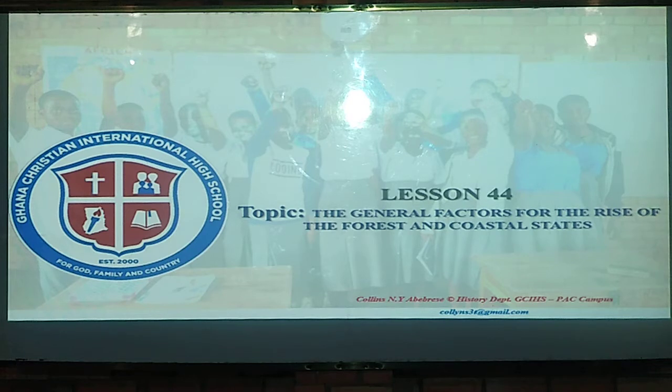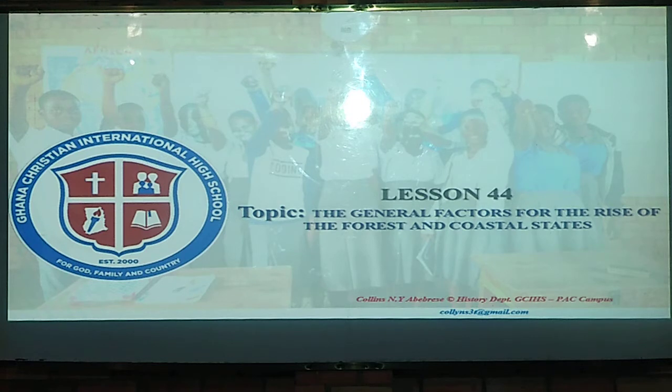Now, last time we met, we looked at the general characteristics of the forest and coastal states. What was common to all of them? That is what we looked at. The things that were common, and we established that they all had a common language, their social and political system were all common, their trend of expansion was also common. We also said a lot of things about them that were common.